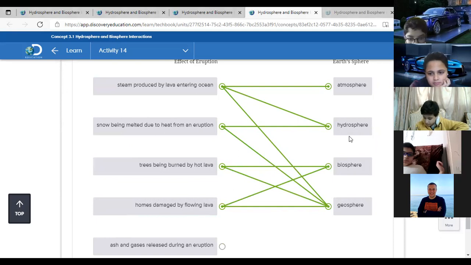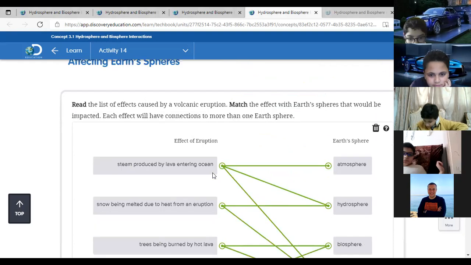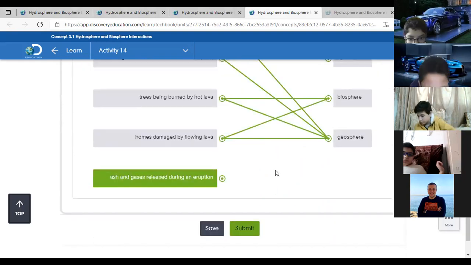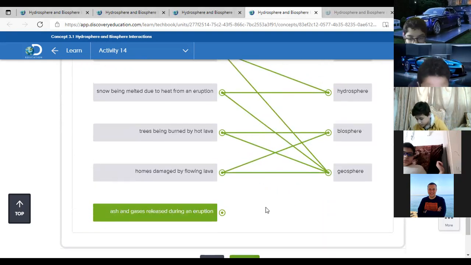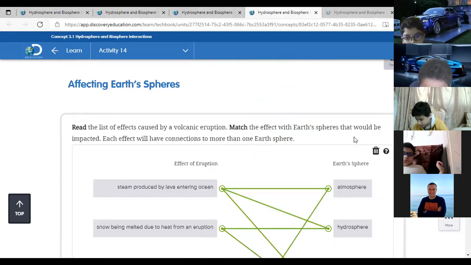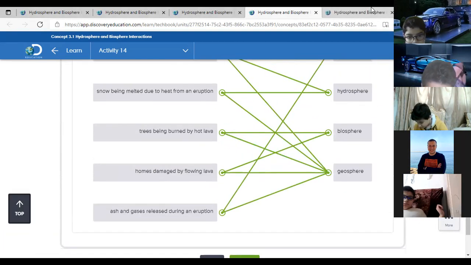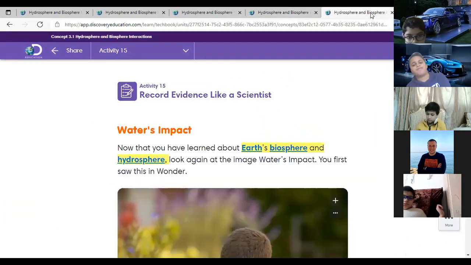Thank you. The last one, ash and gases released during an eruption. Atmosphere. Atmosphere, the gases, and also geosphere. Yeah. Geosphere, the eruption. This is great. Thank you.